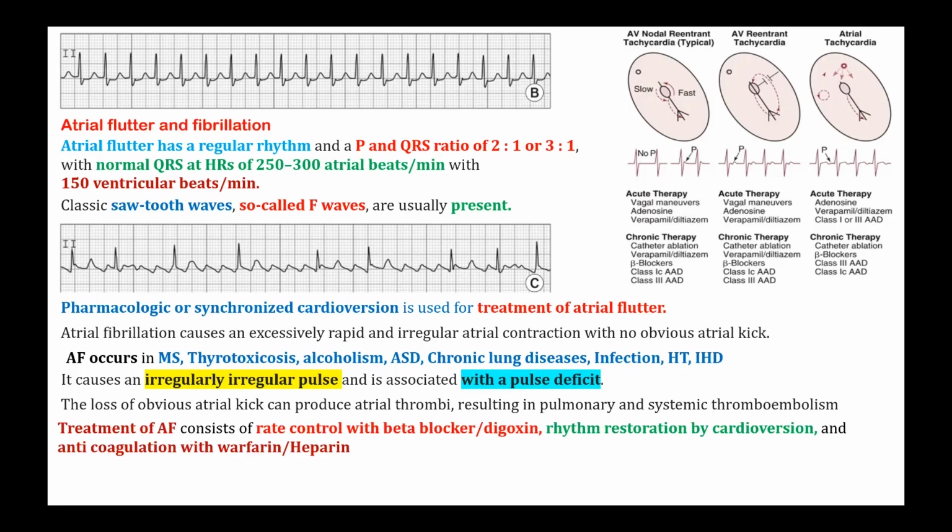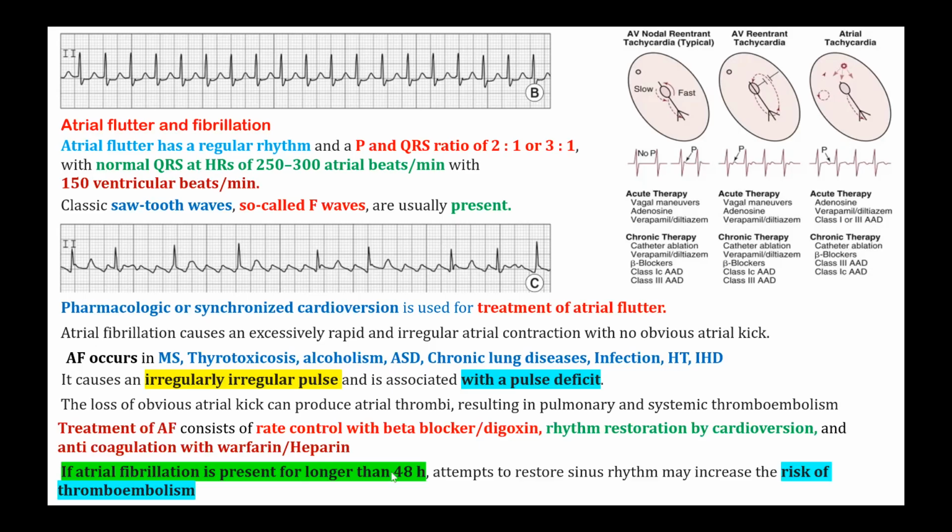So these are considered the three pillars of atrial fibrillation treatment: rate control, rhythm restoration, and anticoagulation to prevent thrombus formation. And if it persists for more than 48 hours, before attempting to restore the rhythm with desynchronization or cardioversion, you have to first anticoagulate the patient and only then do the rhythm restoration by electrical conversion. Okay? So that is a very important fact.